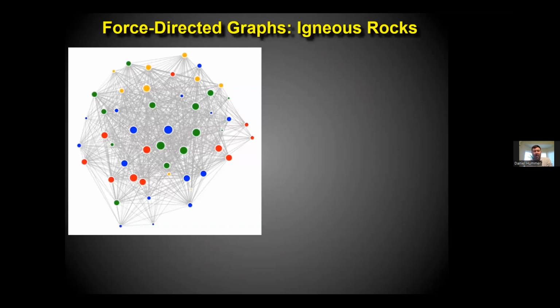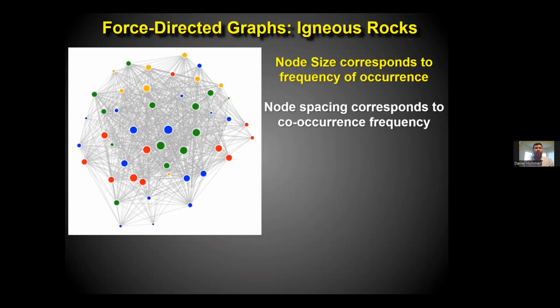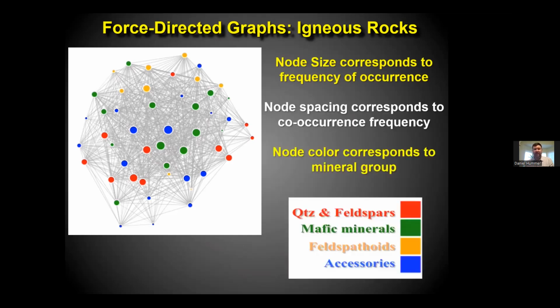These are all of the common igneous rock-forming minerals plotted here on the same diagram, each one of these colored spots. And each one of the gray lines that you see represents, again, how often any particular pair of minerals co-occur together. The size of the spots indicates the frequency that the individual mineral occurs. How common is that individual mineral? The spacing corresponds again to the frequency of co-occurrence.